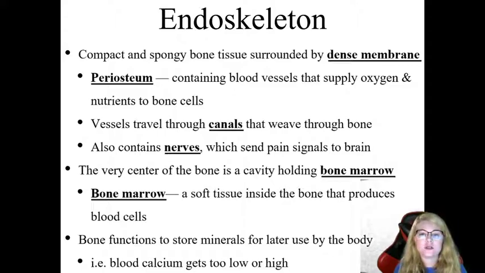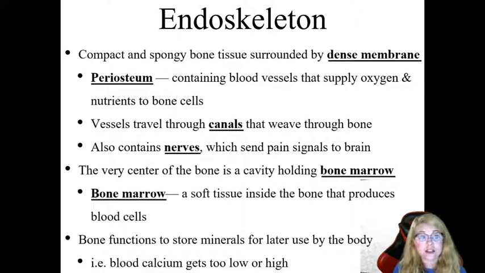Vessels, like blood vessels, for example, travel through the canals that weave through the bone. There are tiny microscopic canals that go all throughout the bone, and that's where the blood supply and oxygen travel through to provide nutrients. The periosteum also contains some nerves which send pain signals to the brain. You feel those if you break a bone and you start to feel pain when the adrenaline wears off. That's because there are nerves in bone as well.